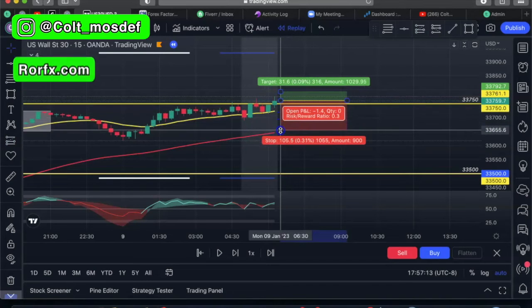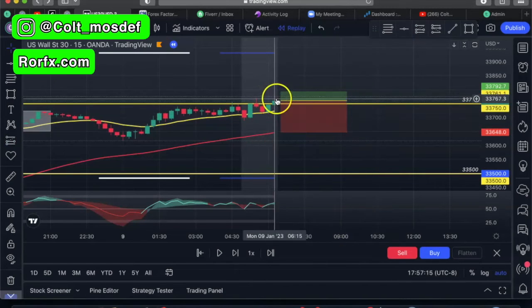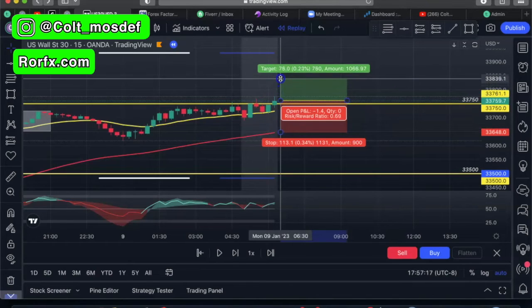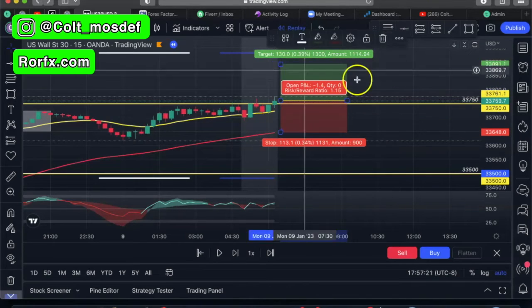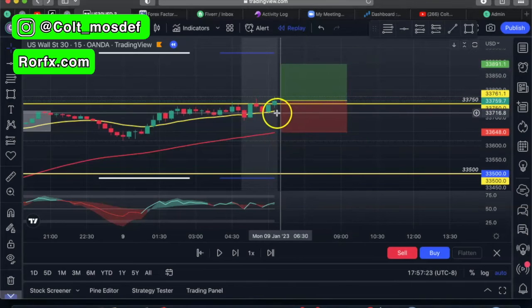So I went long today. I had a pretty beefy stop loss. And then I was like, you know what? Let's just go for like a 1-to-1. I think it went for like 1,300 pips right around here. So this was a trade.